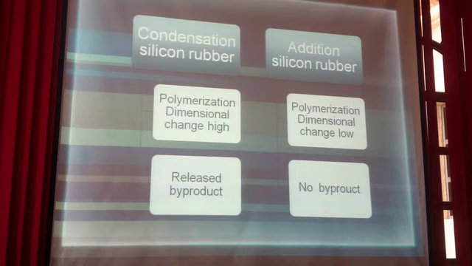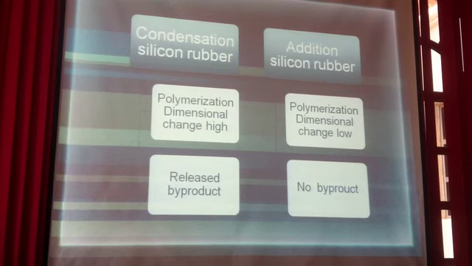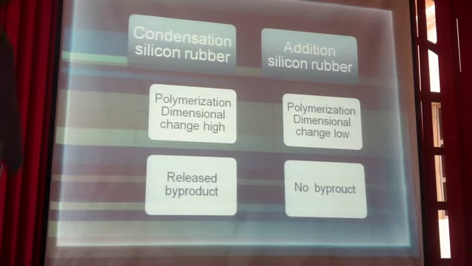In the silicone rubber we have the addition type and the condensation type. Polymerizations, the dimensional change. Here, the polymerization change is low. Here, the dimensional change is high. Okay? What does this mean to me? This is because it releases a byproduct, so the dimensional change of this material is high. This one has no byproduct, so the dimensional change is low.